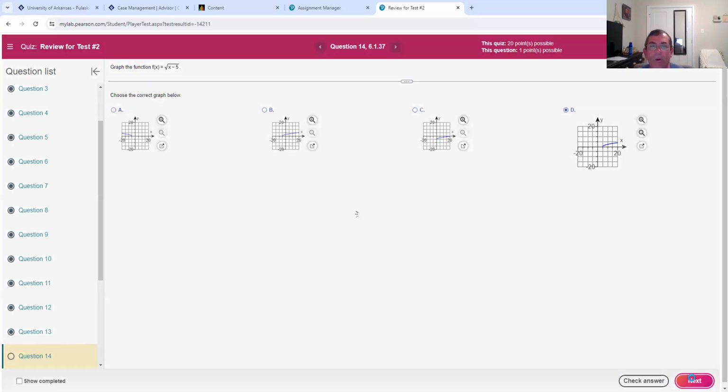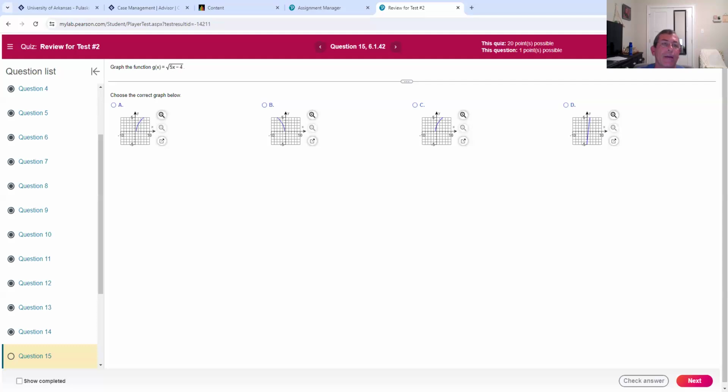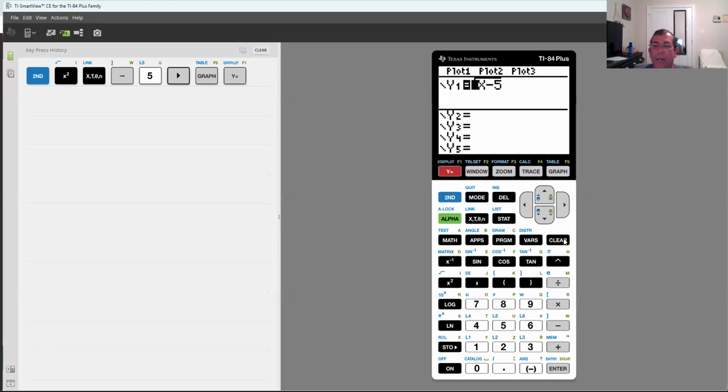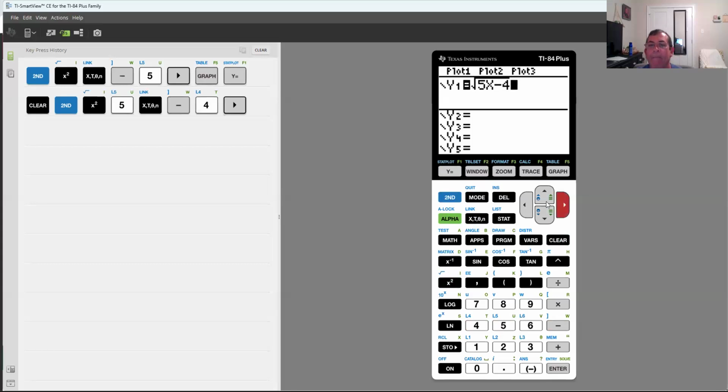All right, so we got that. We go to next, and it's going to be another one just like that, except this one, they got a 5x minus 4. So let's go graph that one and see what happens. So y equals, clear that out. So second x squared, and that was 5x minus 4. All right, but y'all, all we want is the graph again. So let's hit graph. And notice it moved it right, just a little bit, but it did move it right.